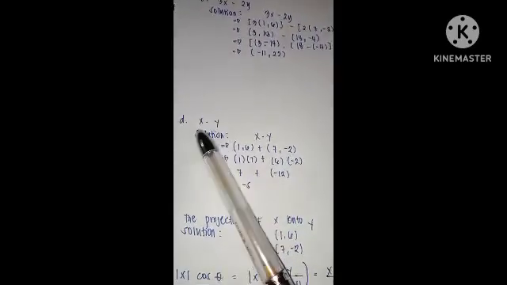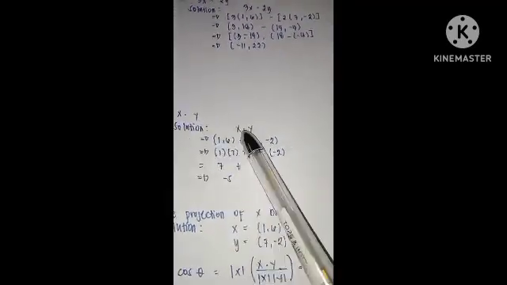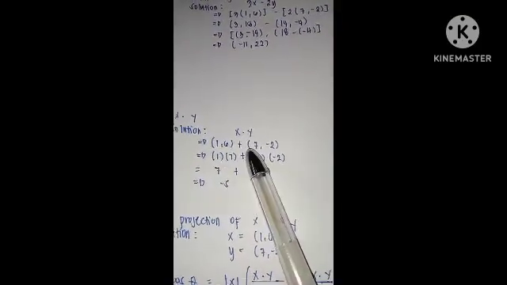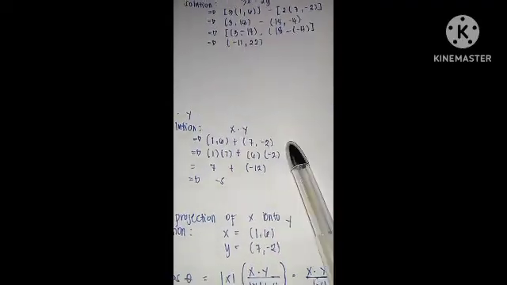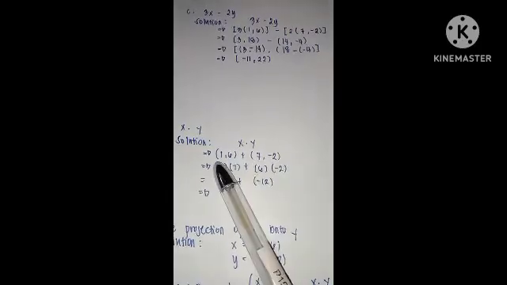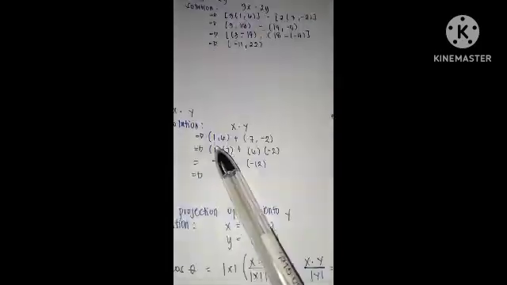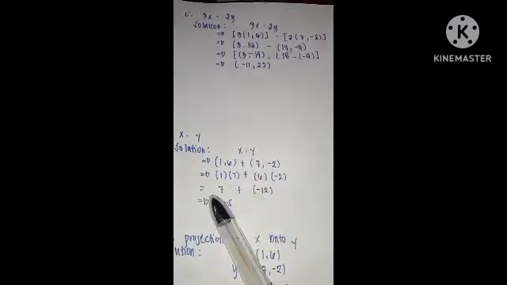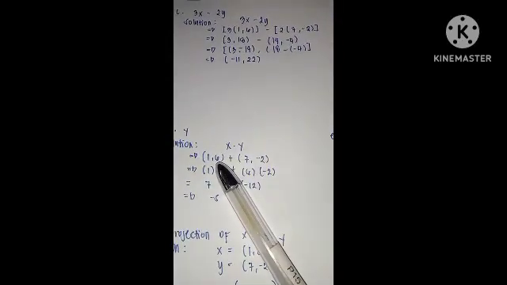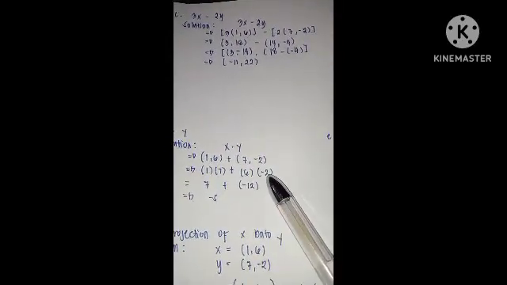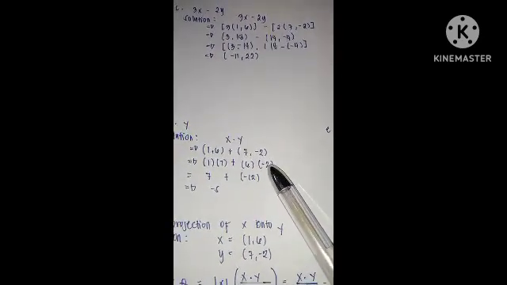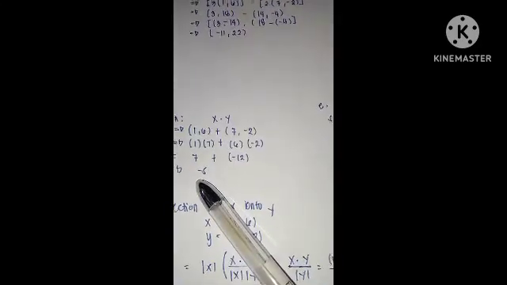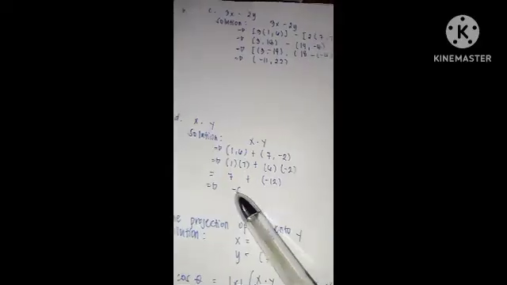Find the x times y. So our x here is 1 and 6, plus 7 and negative 2. So we combine the x and y. Our x here is 1 and our x here is 7, so 1 times 7 is equal to 7. And our y here is 6, and our y here is negative 2, so 6 times negative 2 is equal to negative 12. So 7 plus negative 12 is equal to negative 5. So that is my answer in letter D.